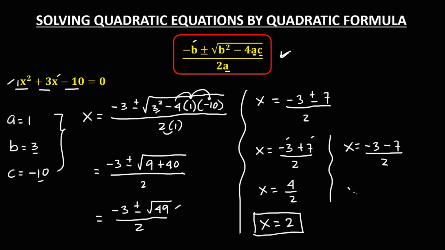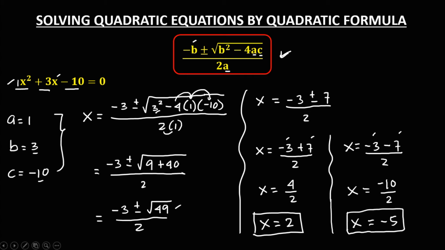Then the other one, we have x equals negative 3 minus 7, that's negative 10. Then divide by 2. Therefore x is equal to negative 10 divided by 2, that's negative 5. So the solution of this quadratic equation is x equals positive 2 and x equals negative 5.